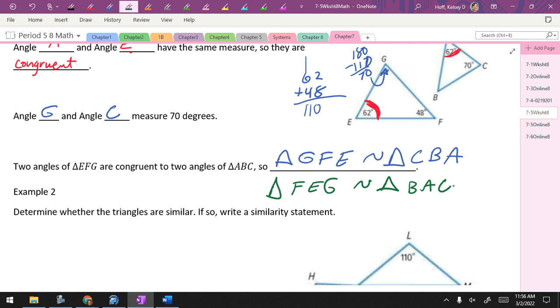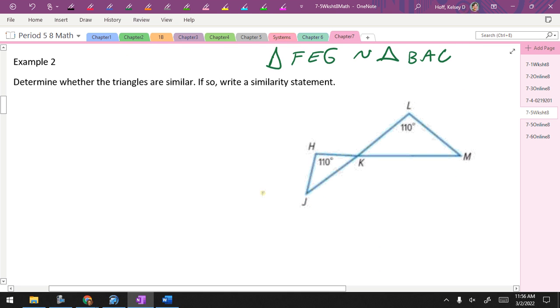Okay, so let's try it again. Different drawing. Determine whether the triangles are similar. If so, write a similarity statement. First off, do you see the two triangles? You got this guy here and this guy here, yes? Somebody who has an answer for me. Get me started on this.